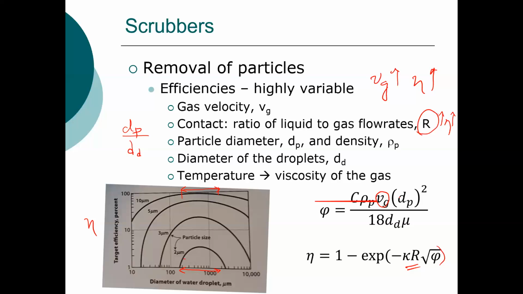We have a ratio here, but the impact on efficiency is actually even more significant than what it might appear from the ratio of the diameter of the particle squared divided by the diameter of the droplet. And as you can see from here, as we increase the diameter of the particle, the efficiency increases. As we increase the size of the water droplet, the efficiency is going to decrease.